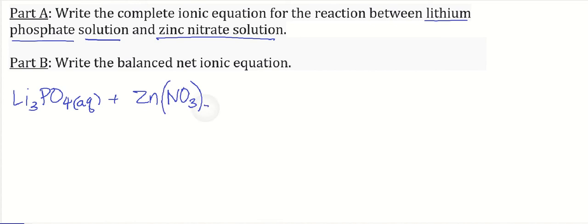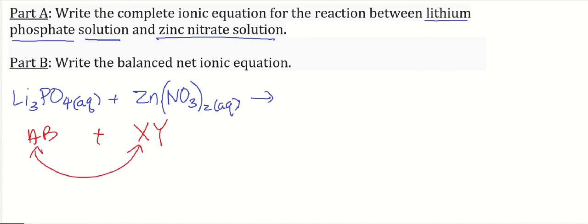Now this 2 has got to go outside of parentheses, otherwise it looks like 32, all right, or something weird. All right, that's also in solution. All right, so these are our reactants. Okay, now we need to recognize this is in the format AB plus CD, or whatever letters we use. I think in class we use XY. Right, so this is your double replacement reaction. We need to switch the cations, all right, to get the products.